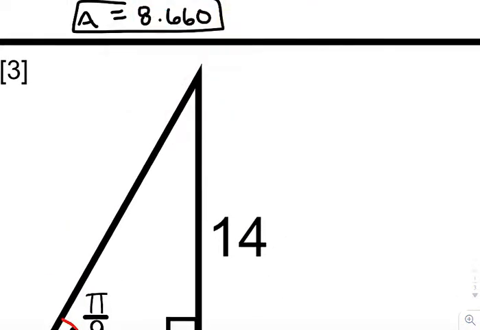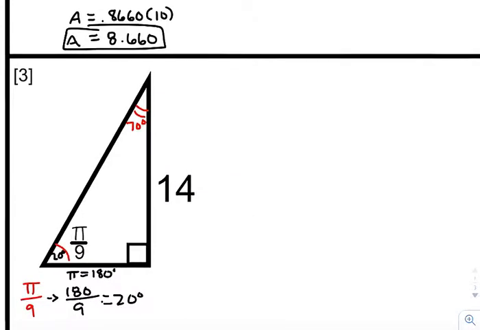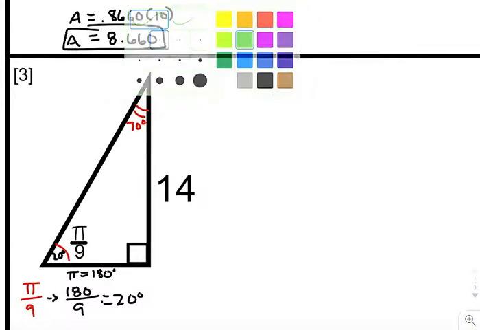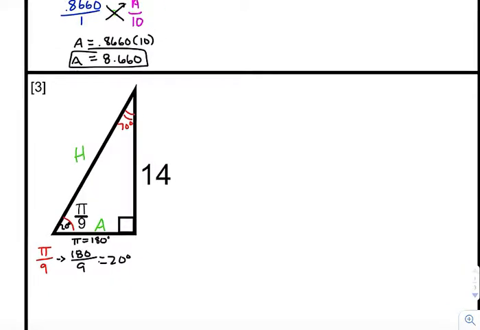Let's see. So this guy right here. Because if that is 20, then this definitely has to be 70 degrees. And now I have my two angles. So now I can focus on the sides. Referencing from my 20-degree angle, this guy right here, I'm going to call H for hypotenuse, and I'll call the bottom A for adjacent. A little unimaginative, but it helps me keep the pieces right.